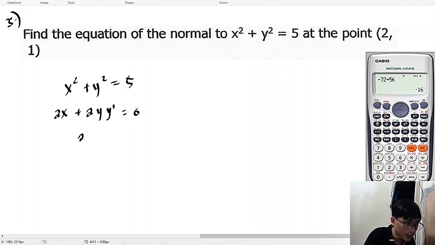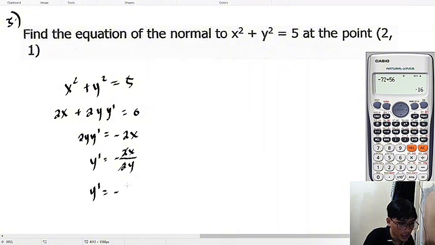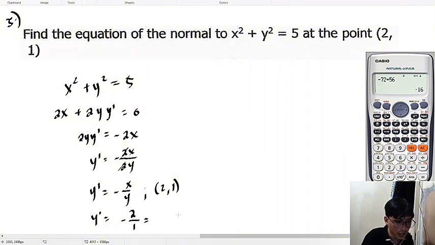And then, move the y prime to the left side, and move the 2x to the other side. So, negative 2x. So y prime is simply, divide both sides by 2y. So we have here negative 2x over 2y. Cancel 2. So y prime is simply negative x over y. And then, substitute 2 and 1. So y prime is simply negative 2 over 1, or simply, the slope of the tangent is equal to negative 2.